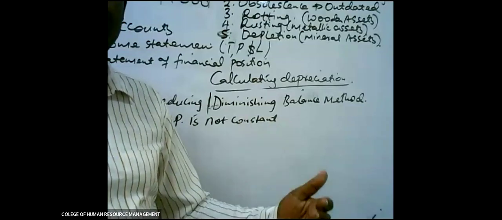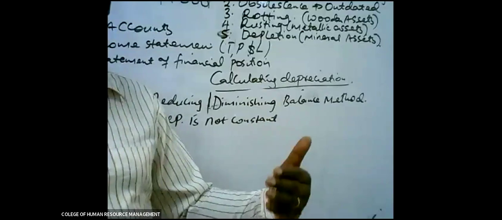So depreciation reduces, and when the asset is new, that is when it is used more. That is the assumption. When the asset is new, it is used more, and when it is used more, it depreciates more. As it gets older, it is less used. As it is less used, it is going to be less depreciated.